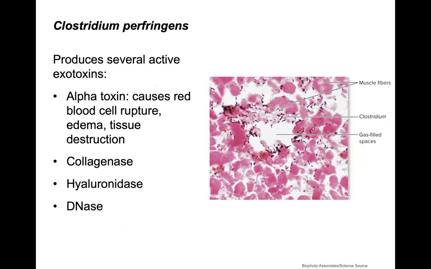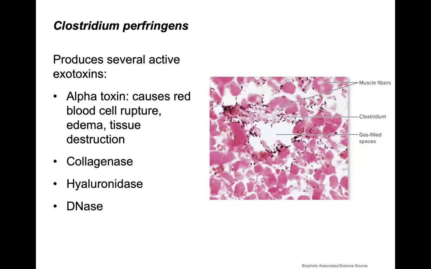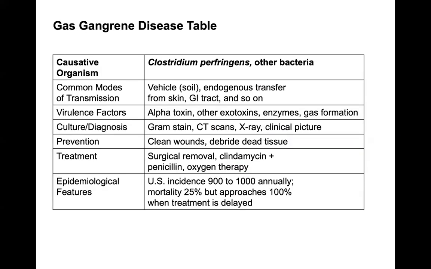And these exotoxins are what actually cause degradation of the skin and eventually the underlying muscle, and this can actually even get into the bone. Clostridium, if you remember from an earlier chapter, chapter 4, is a spore-forming bacteria as well. In the US, we typically see an incidence of 900 to 1,000 cases annually. The mortality rate is about 25%, but it can reach 100% if treatment is delayed.